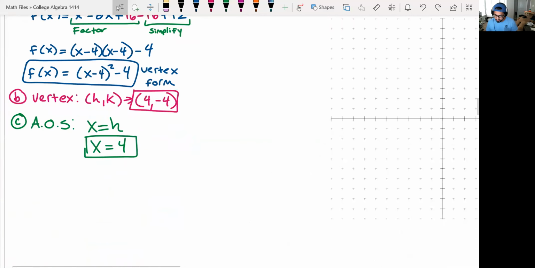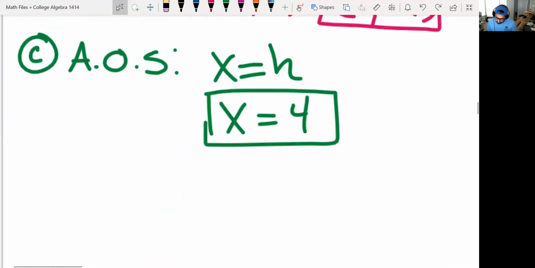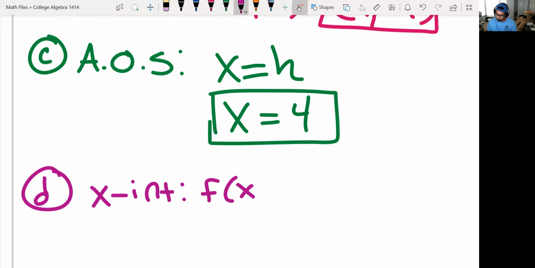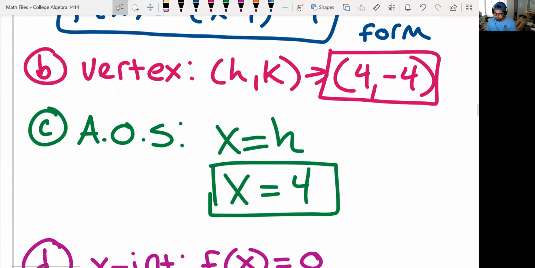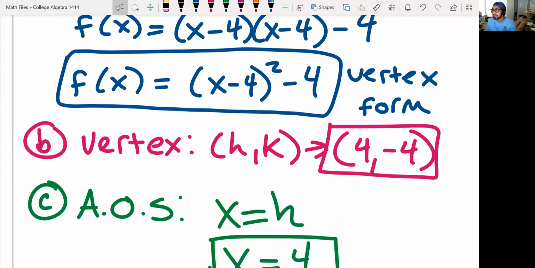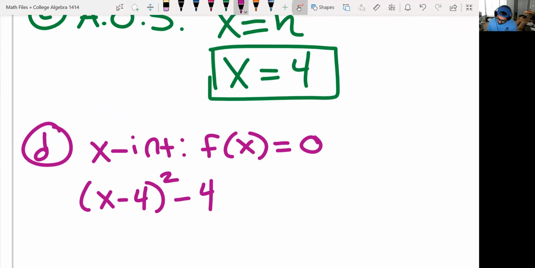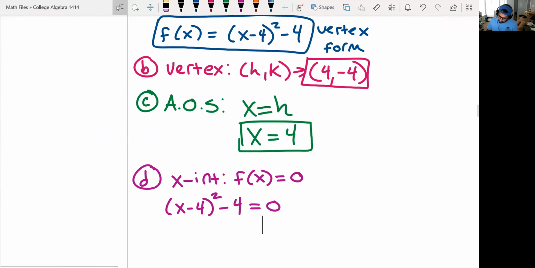Next is intercepts. So here's where we put in that work, right? So D. Let's go for x-intercepts. To find the x-intercepts, you let y equal 0. Remember, f of x and y are the same exact thing. So what I'm going to do is take the vertex form and set that equal to 0. So I'm just going to take x minus 4 squared minus 4 and set it equal to 0.